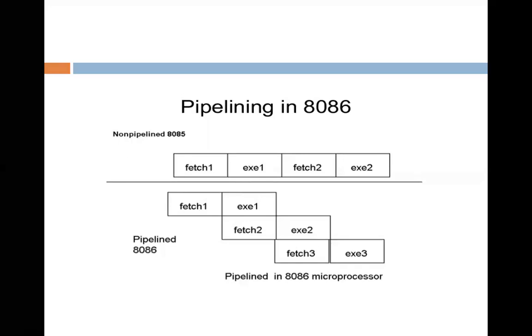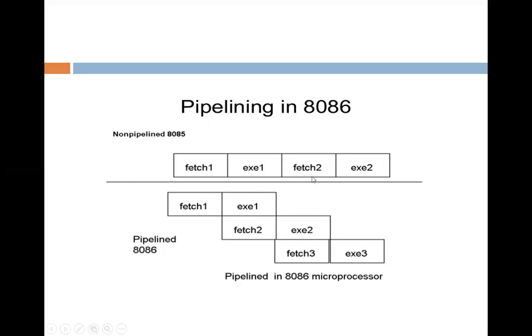Pipelining concept in 8086. Now we have discussed there is no pipelining concept available in 8085. So whenever an instruction is fetched from the memory, it is fetched, executed, then the second instruction is fetched and the second instruction is executed. So the whole operation is in a sequence. But in case of the 8086, our first instruction is fetched. When our first instruction is executed, at that time the second instruction is fetched from the memory.